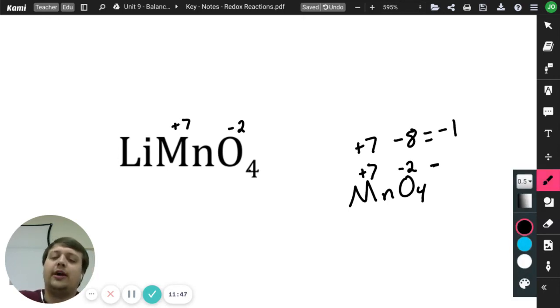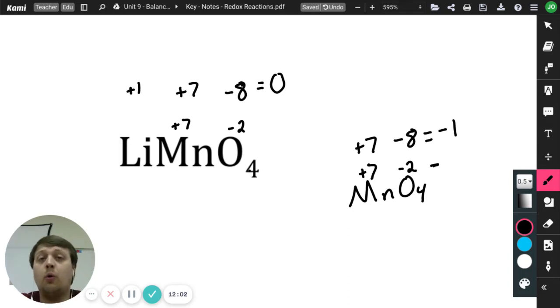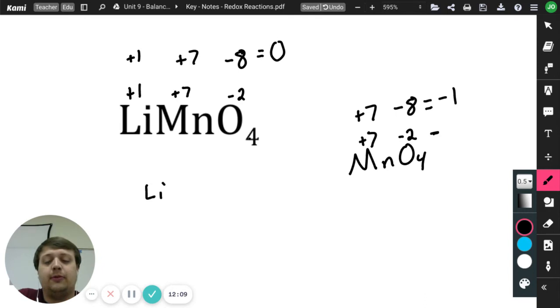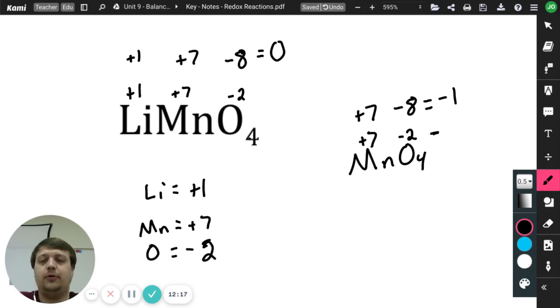So I have 4 times negative 2. That gave me a total of negative 8. I have 1 times positive 7. That gave me a total of positive 7. This overall compound I want to equal 0. Well, how do I do that? I need plus 1 more. So that means my lithium has to be giving me a positive 1. So the oxidation number for lithium is positive 1, for manganese is positive 7, and for oxygen, it is negative 2. Okay?